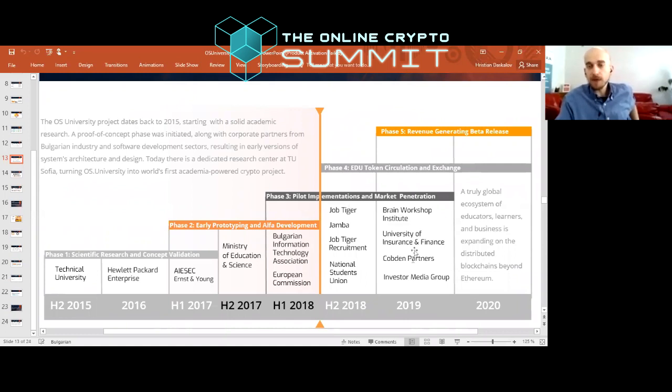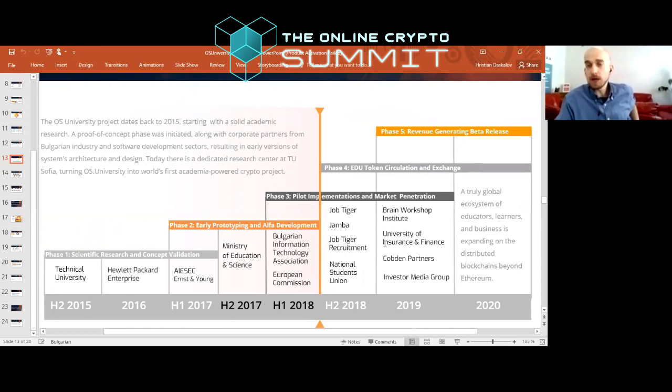We also have the National Students' Union, an organization representing more than 200,000 students in Bulgaria. These learners would all be using the platform in order to find additional learning opportunities beyond their bachelor or master studies. We have universities such as the University of Insurance and Finance. We have media groups. We have private companies that will also be onboarding in the next quarters.